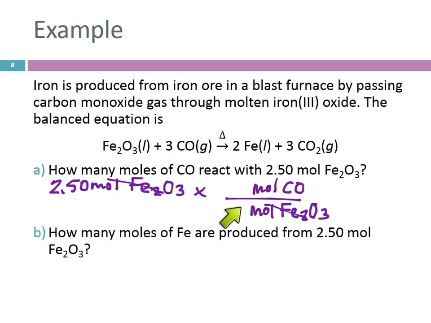The ratio here comes from the equation. What number is in front of Fe2O3? 1. So down here in front of Fe2O3, I'm going to put 1. What's in front of CO? 3. So I'm going to put a 3 here. 2.5 times 3, I believe, is 7.5. Does that make sense? If I had 1 mole of Fe2O3, 3 moles of CO would react. But I've got more than that. I've got 2.5. So I need to multiply by 3.